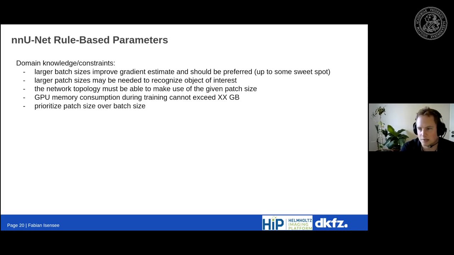In nnU-Net, I always say it's 11 gigabytes, but in reality, I'm more setting like 8 to 9 to ensure that it's always running. So we have some GPU memory limitation in place, and this restricts us from taking both. So based on our experience, we know that we want to prioritize large patch sizes over batch sizes, but at least guarantee a batch size of 2. This is essentially one of the rules in nnU-Net.